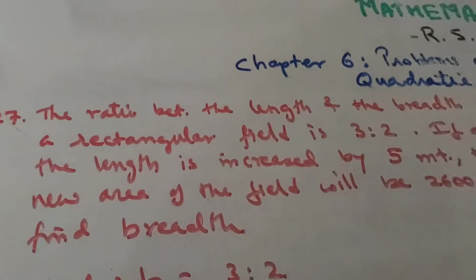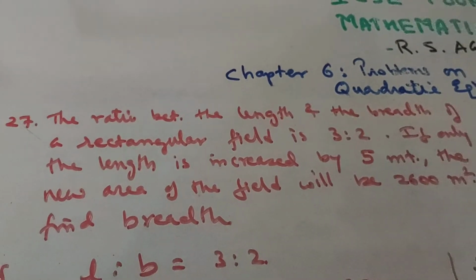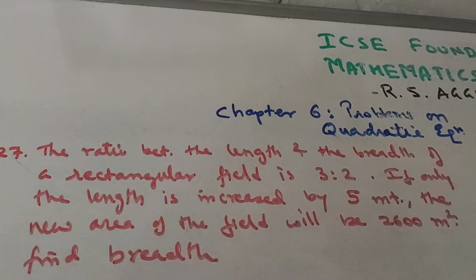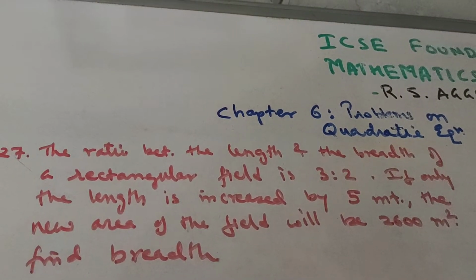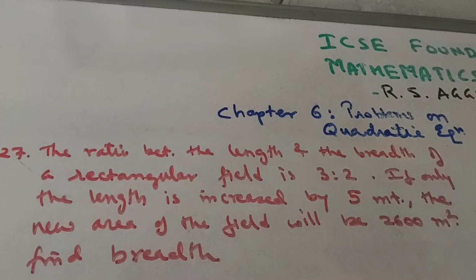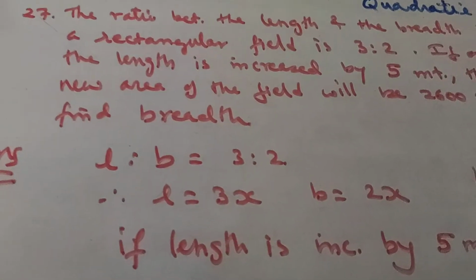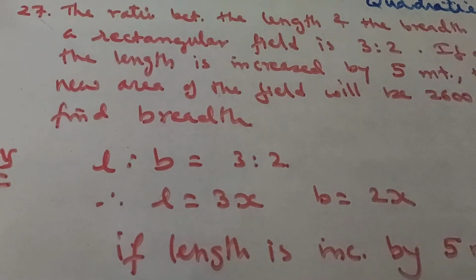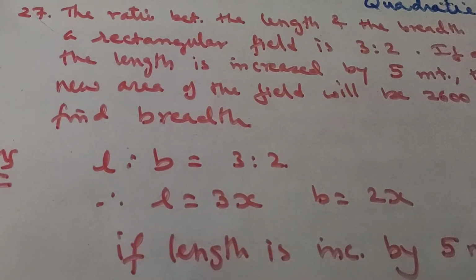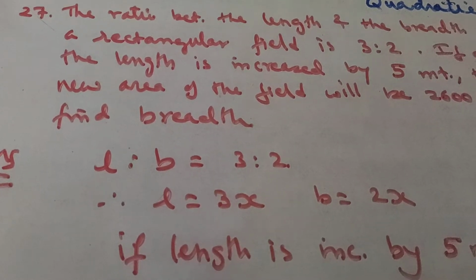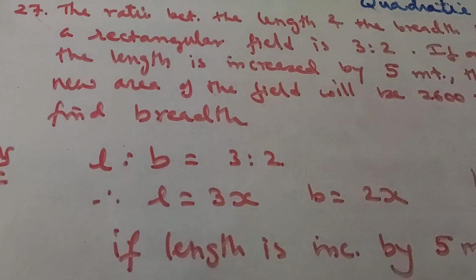Sum number 27. The ratio between the length and the breadth of a rectangular field is 3:2. If only the length is increased by 5 meter, the new area of the field will be 2600 meter square. Find the breadth. So we'll write L is to B is equal to 3:2. If it is x, then it becomes L is 3x, B is equal to 2x.